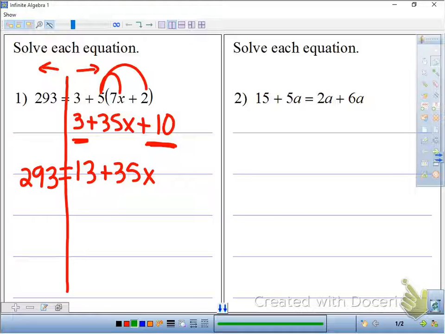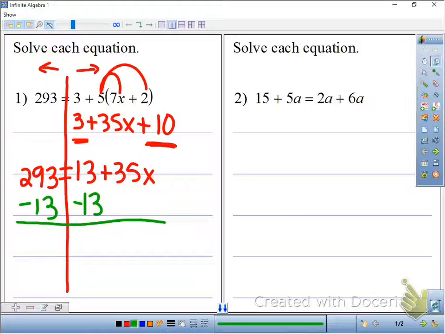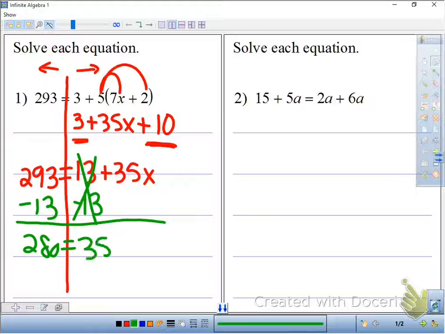Now my goal is to get my x's and my non-x's on opposite sides. So this 13 here, I need to make sure I move that. I already have only x's on the right, so I'm going to move the 13. It's positive, so I'm going to go minus 13 on both sides. On the left side, that's going to give me 280, and that's going to cancel out. On the right side, it leaves me with 35x.